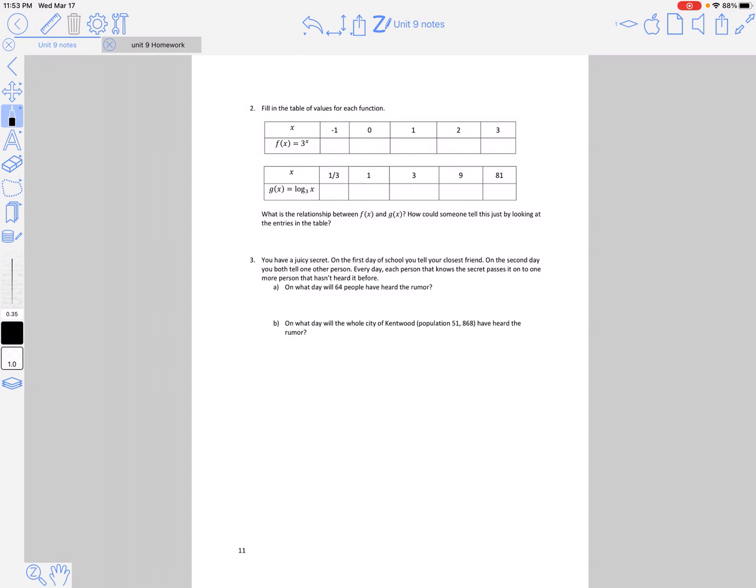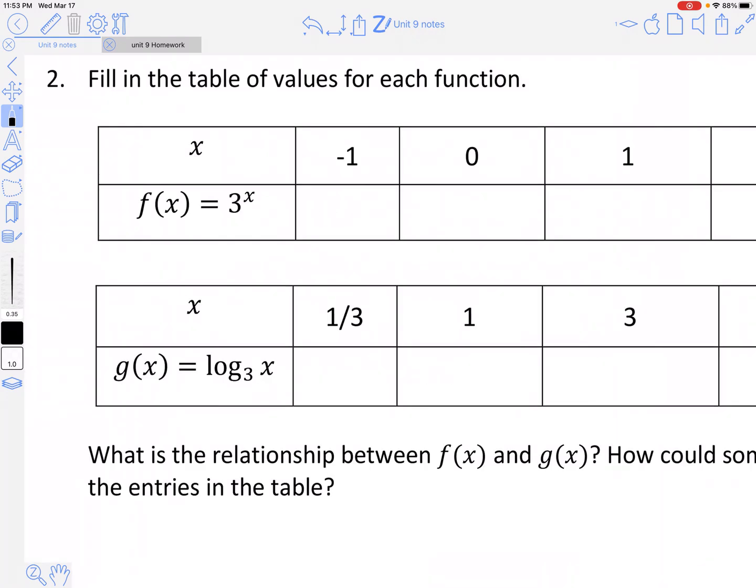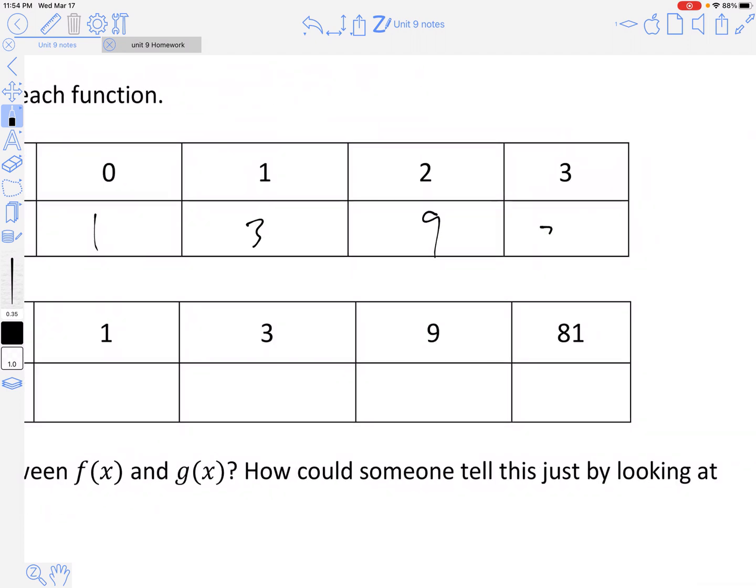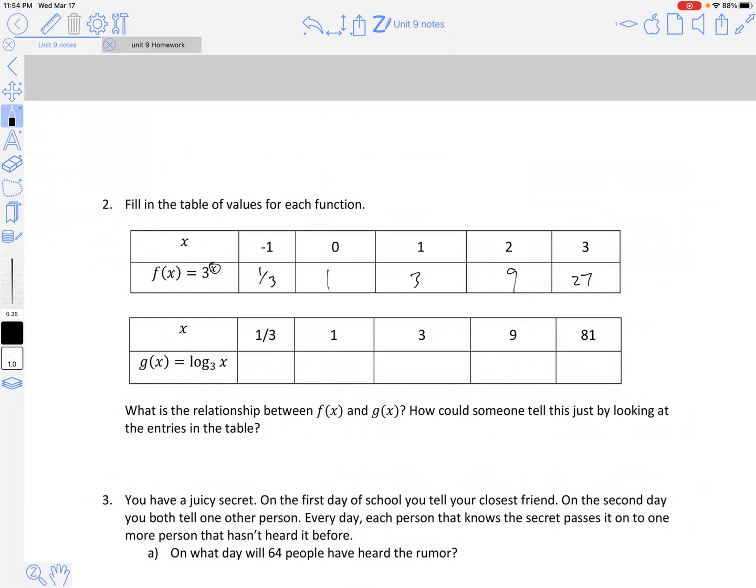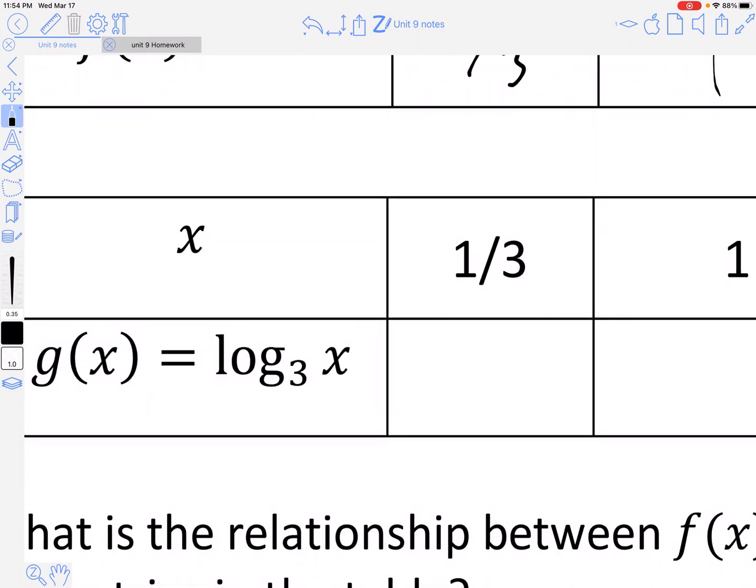Fill in the table of values if you start with 3 to the x. So 3 to the x, and you replace the x with -1, you're going to have 1/3. Again, even though the exponent was negative, it doesn't create negative numbers. So that's why our domain's limited. We're going to have 1, 3, 9, 27. Remember, I'm just putting all these x's in the exponent spot. Let's say we did 4, 2, we get 81. Okay? Now we're going to use the inverse.